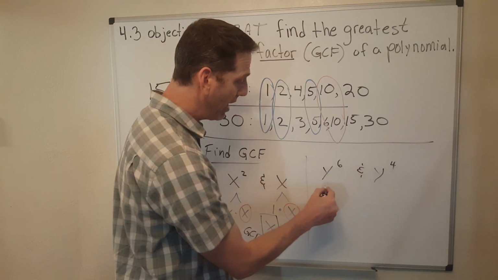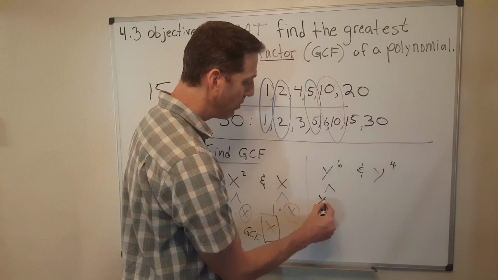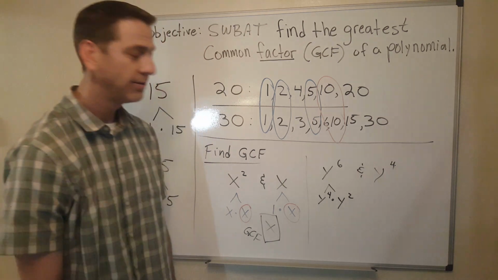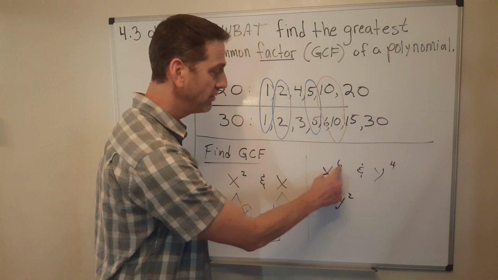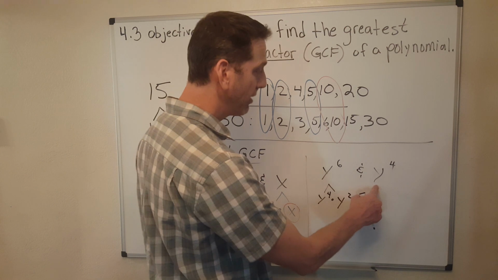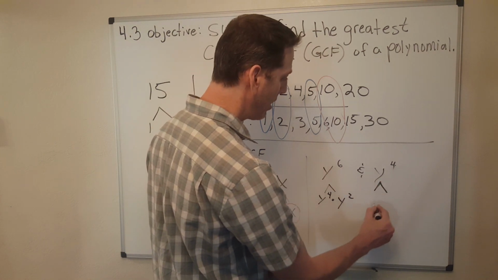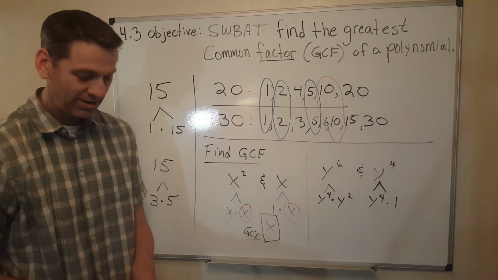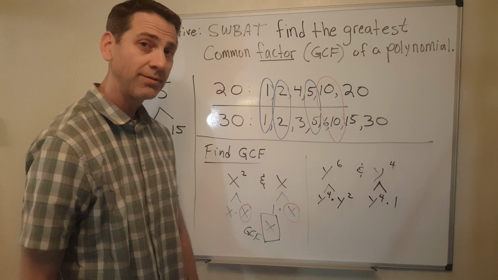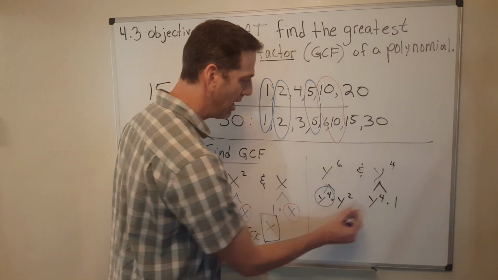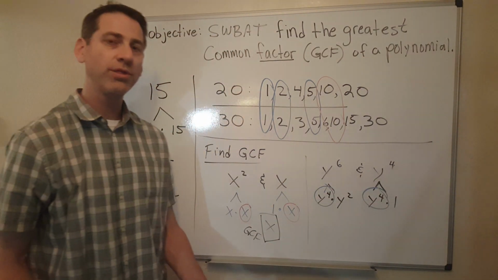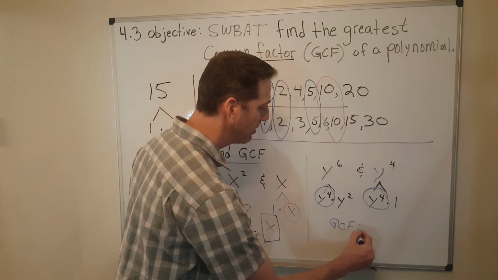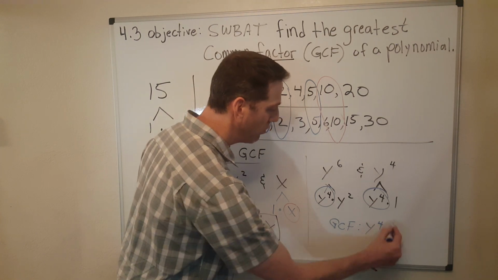So if I was to factor y to the 6th, I could factor him as y to the 4th times y to the 2nd. See that? The 4 plus the 2 is the 6. And I could factor y to the 4th as y to the 4th times 1. Do you see the greatest common factor? You got it. Y to the 4th would be your greatest common factor. So the greatest common factor would be y to the 4th.